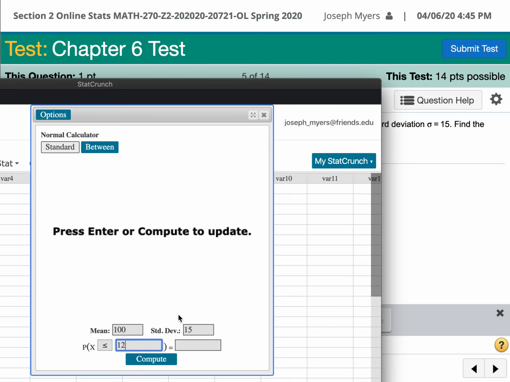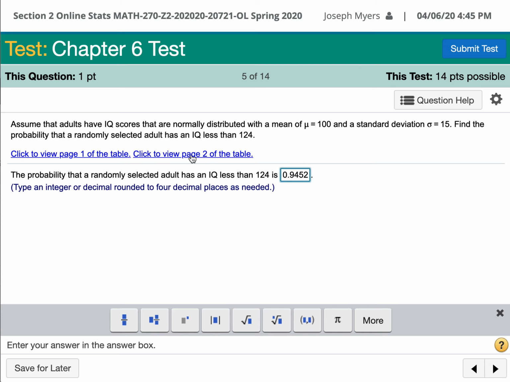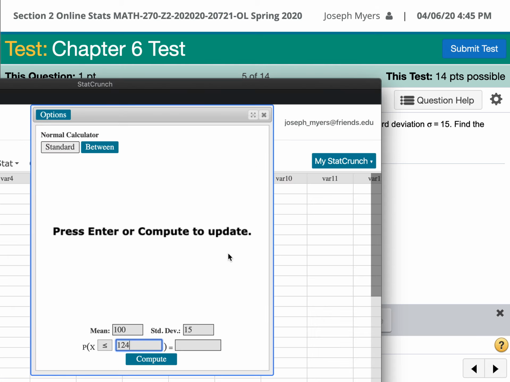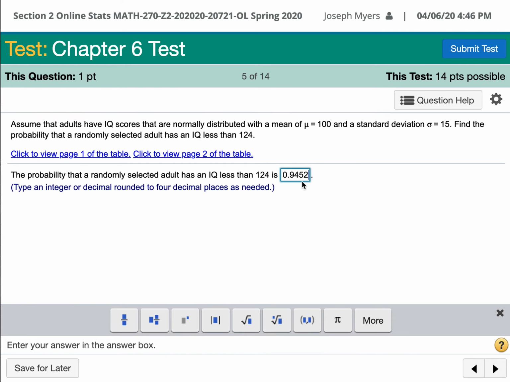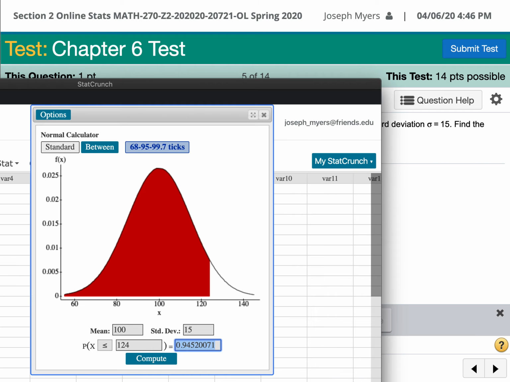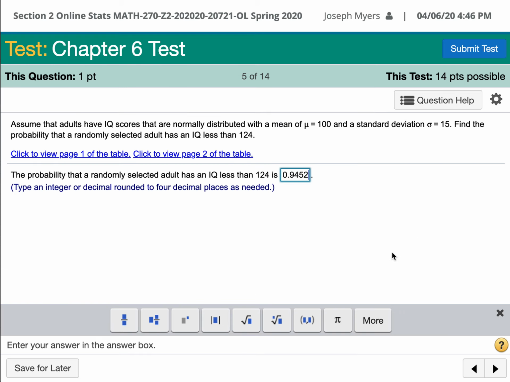So now we're going to find the probability that an IQ is less than 124. So we'll type in mean of 100, standard deviation 15, then find the probability it's less than or equal to 124, and then click compute, and you'll get the same exact number, 0.9452, like that, 0.9452. Okay, now we're done with that one.